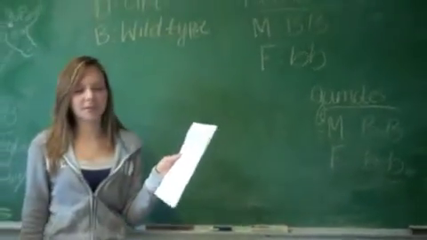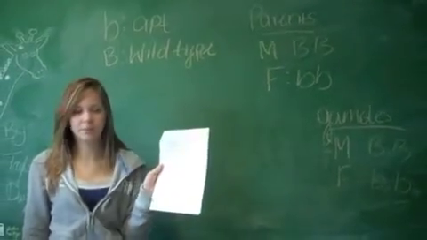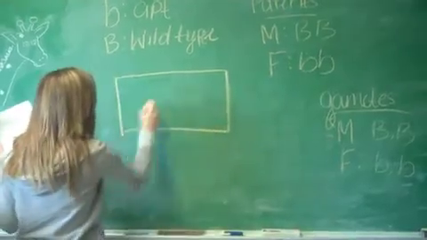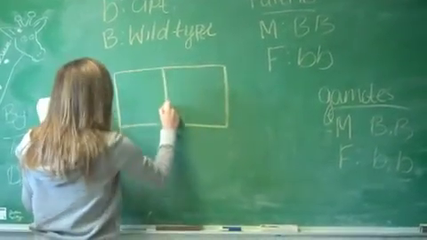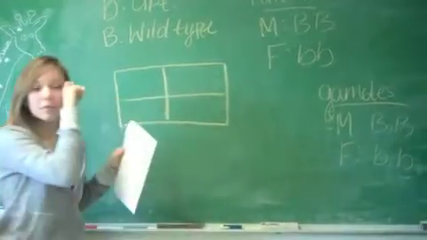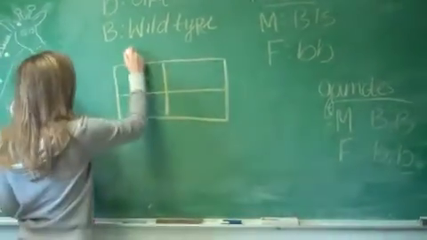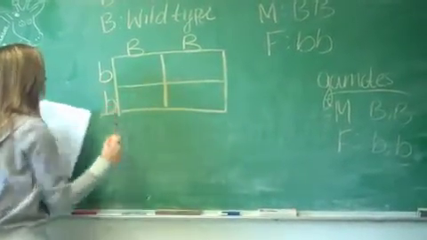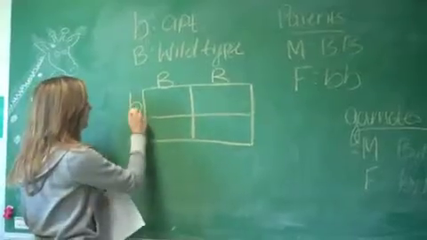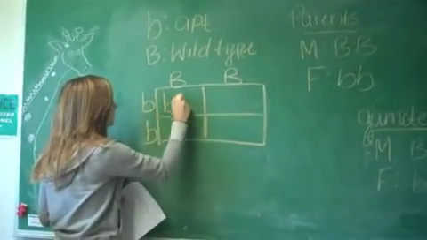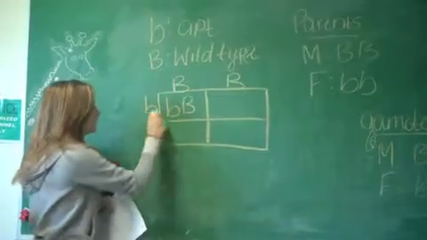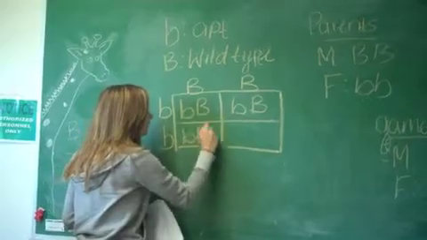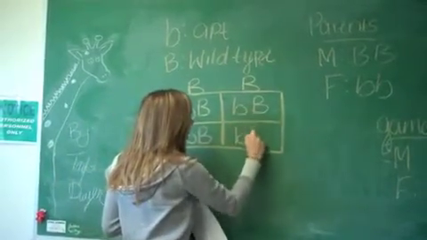To find the genotypic and phenotypic ratio, you need to start with the Punnett square, which is always 4 boxes. The father always goes on top, or the dominant trait. Now you multiply. Little b, big B. Little b, big B. Little b, big B. Little b, big B.